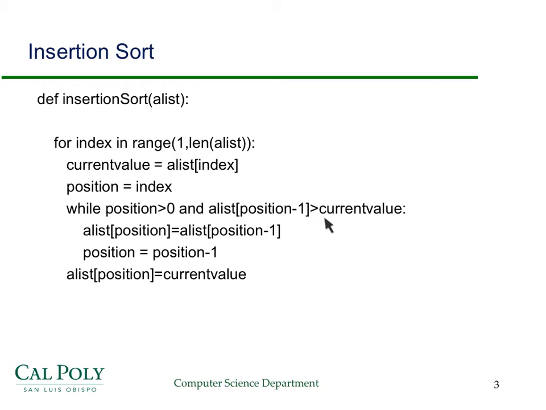I'm sorry, I said that backwards. Until current value is greater than what's in the position before it. And so finally, we put current value into A-list position. Now, if you go look on the web, you can find simulations of insertion sort, which will walk you through the code and show how it affects the movement of the elements in the list.